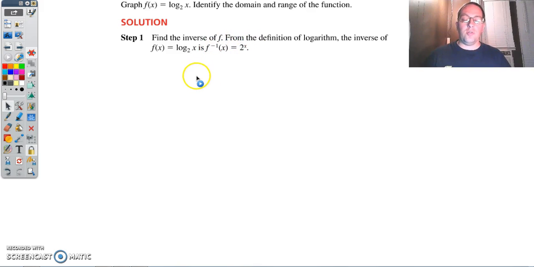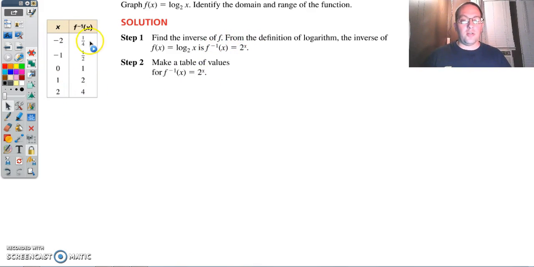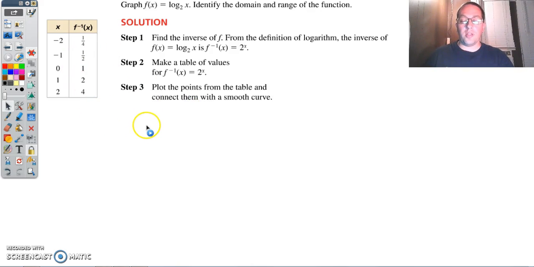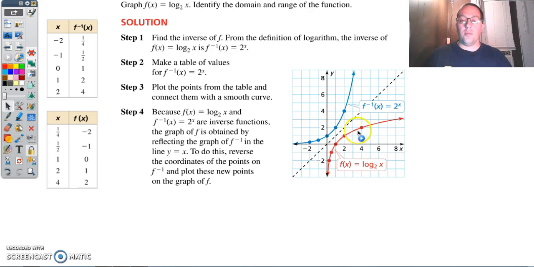So you type 2 to the x into your calculator, and you get this lovely table of values, right? And to graph your logarithmic function, there are two different ways you can do it. One thing you could do is plot these points. That's going to give you the exponential function, and then you can plot the inverse. Or you could just take the table and switch your x's and y's, and this gives you the graph of the logarithmic function. Because you really don't care about the blue exponential function. We just want the logarithmic function. So we just want this table. All right?